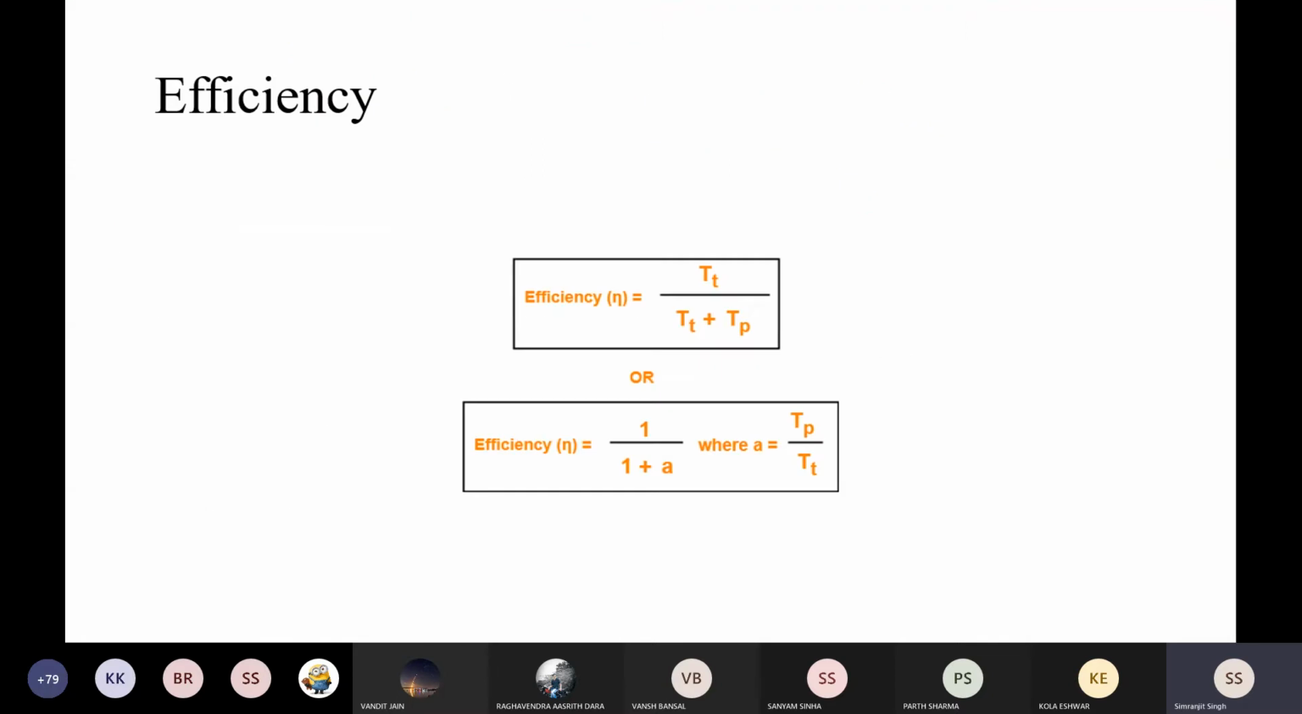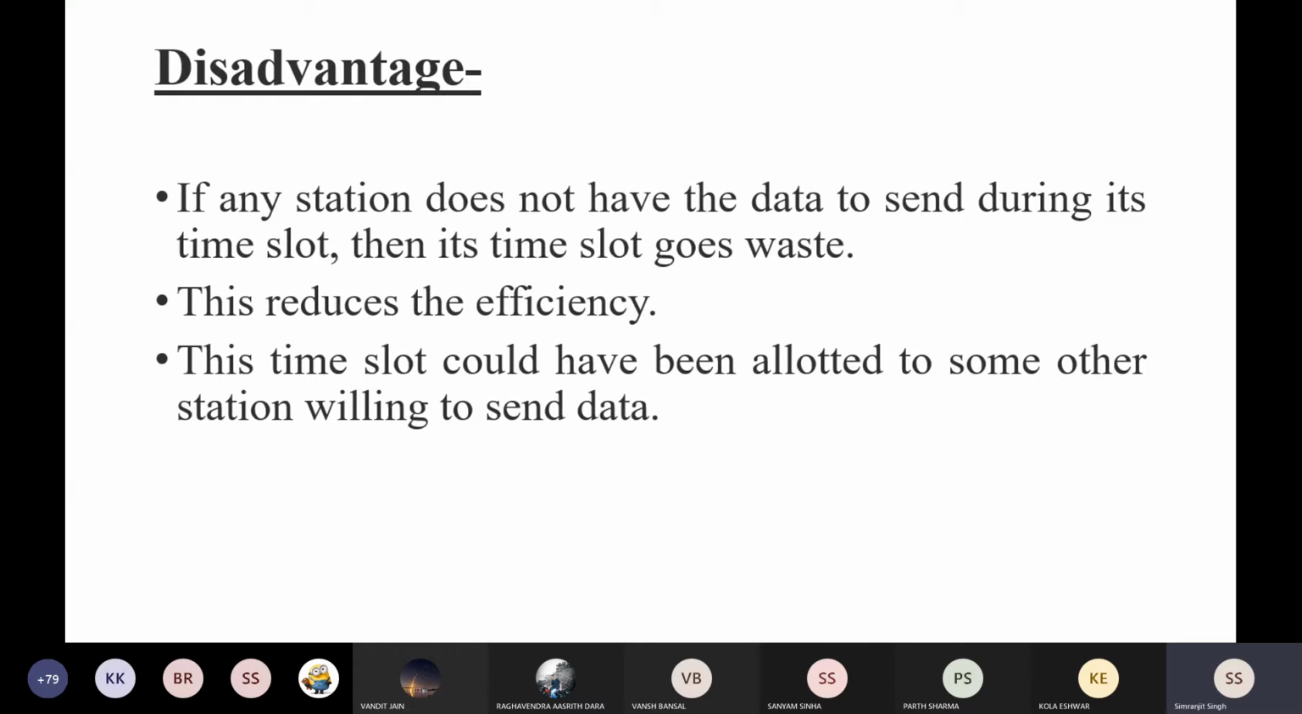Now efficiency, I've already shown you efficiency is given something like this. And now the disadvantages. Suppose when you are transmitting any kind of data, you already know that the slot will be divided. Every slot will be of TT plus TP amount of time. This is the slot timing.